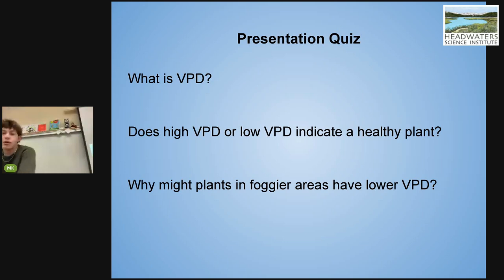And why might foggier areas have a lower VPD? Emma. It's a lot more moisture in the air. It's a lot more moisture in the plant. Yeah, it's that, and more sunlight's going to get reflected, so it's going to be a little cooler.